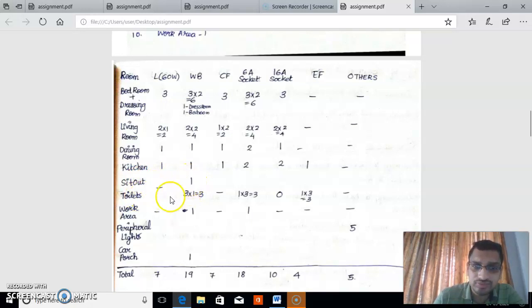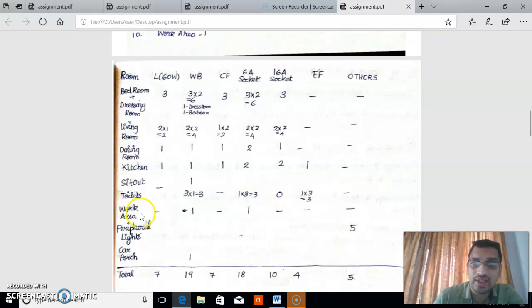Then toilets. So we have 3 number of toilets. Each toilet has 1 number of WB. So 3 into 1, 3. Then 6 ampere socket 1 into 3. So 3 number of toilets means 3 into 1, 3. Then 16 ampere socket 0. Then exhaust fan. So 1 number of exhaust fan is required in each toilet. So 3 total toilets, so 3 into 1, 3.